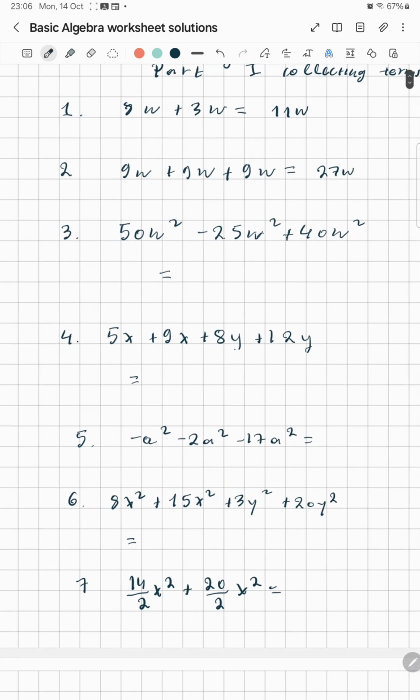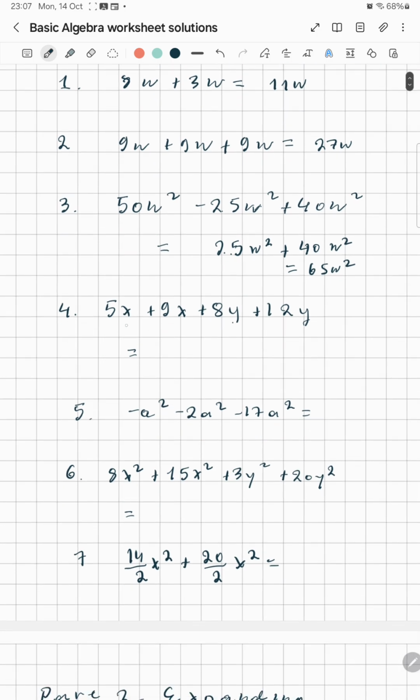This is 50w squared minus 25w squared is 25w squared plus 40w squared, and this is equal to 65w squared. Here we need to collect x together and y together. This should give me 14x plus 20y.